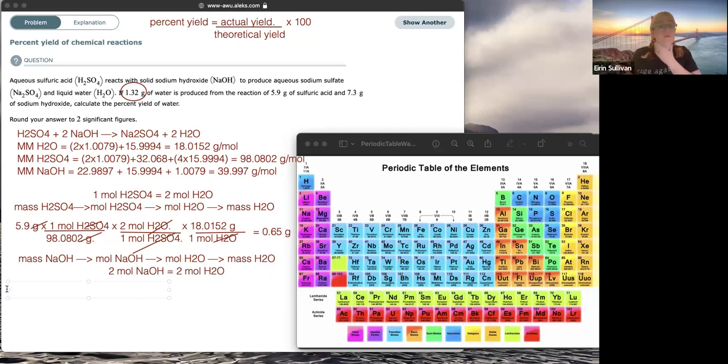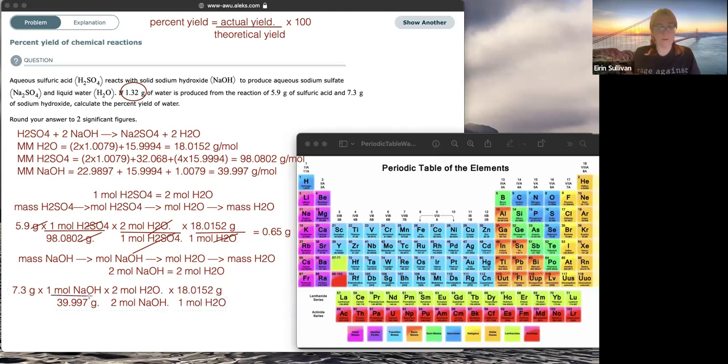So what mass of sodium hydroxide do we actually use? We use 7.3 grams. Convert that mass into moles using the molar mass, which is 39.997 grams per mole. And then convert moles of sodium hydroxide to moles of water. We want the moles of sodium hydroxide on the bottom there, and the moles of water on the top. And then finally, we want to convert moles of water to mass in grams of water. I think I've got an extra 0 in there that's not supposed to be there.